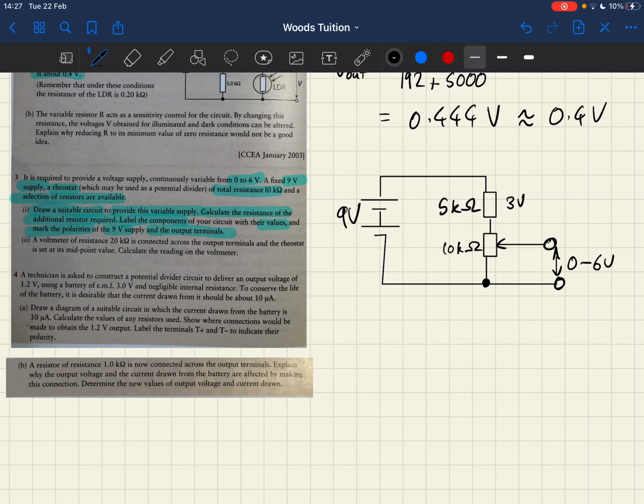Okay, then what else does it ask us for? It asks for the output terminals. So on a battery, this is positive, this is negative. So therefore, this is going to be negative and this is going to be positive. And the reason for that is you just follow the current round. There's negative, there's positive. Okay, so that is 3 part 1.